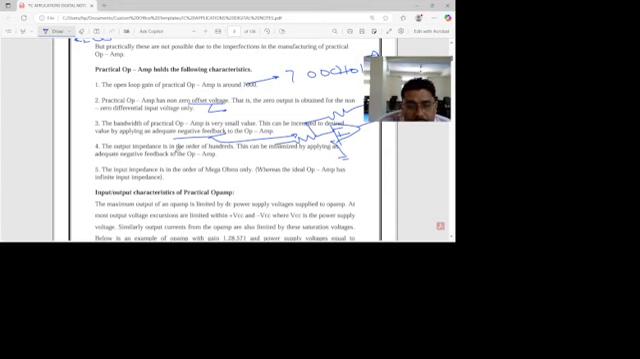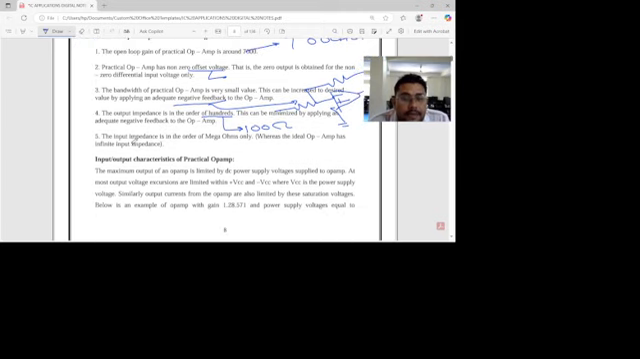The output impedance is on the order of 100 ohms. Ideally it was 0, but 0 is not possible in practical cases. Its value must be very small, let's say approximately 100 ohms. That can be minimized by applying negative feedback. The second beauty of negative feedback is that it reduces the output impedance and increases the input impedance. That's why we use negative feedback.